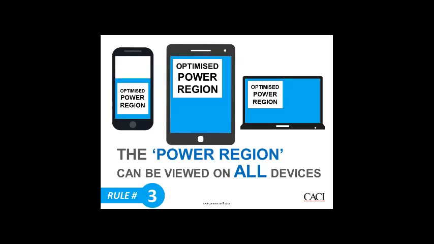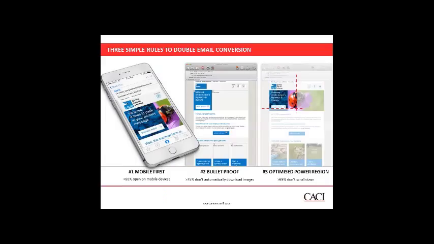That's a lot of effort to go to optimize and test across all those devices. So one of the principles that we employ is optimizing what we call the power region. That's the top left 300 pixels, which is visible across all devices, mobile, desktop, tablet. So rule number three, focus on optimizing the power region.